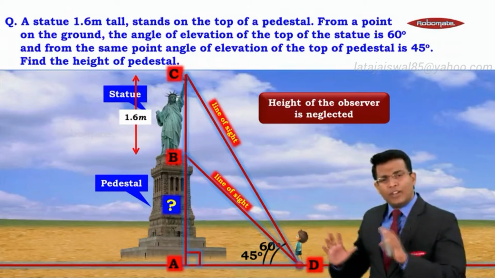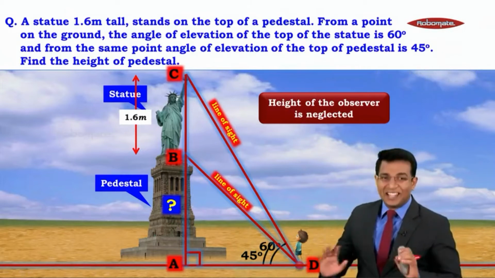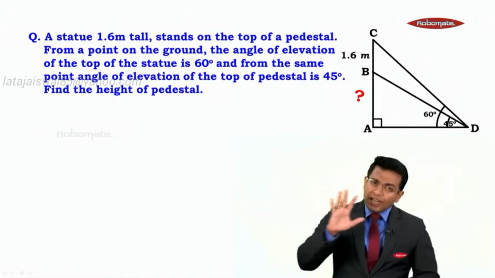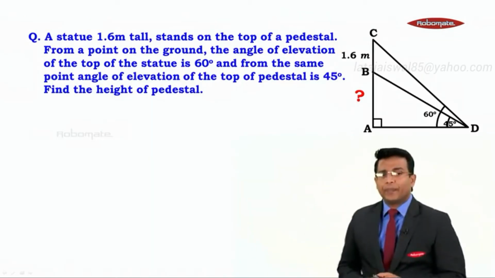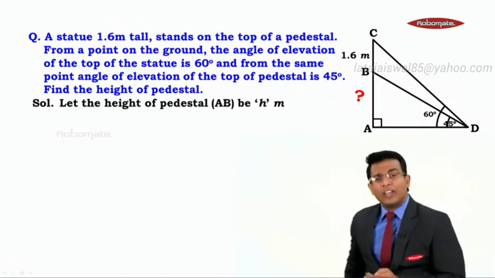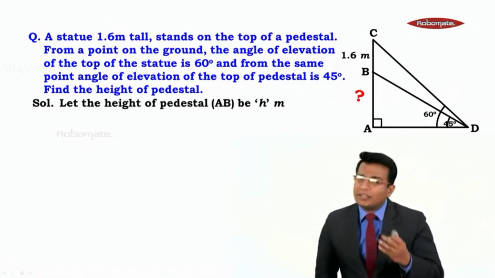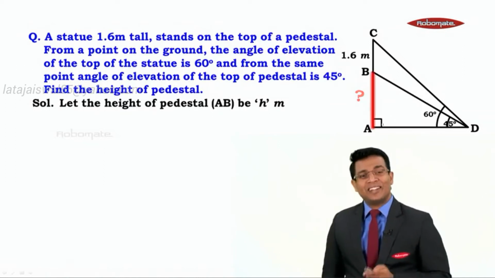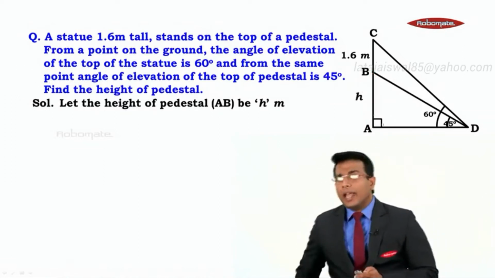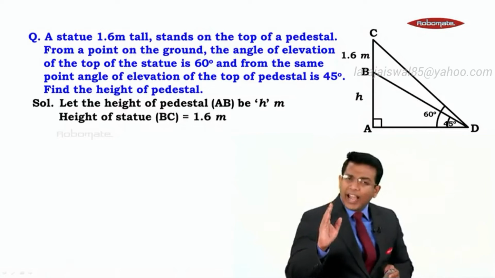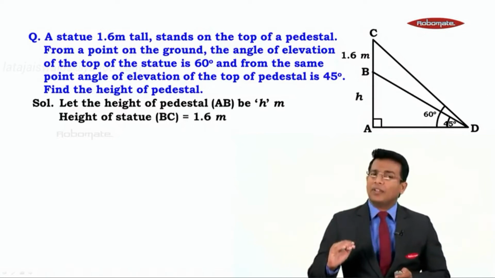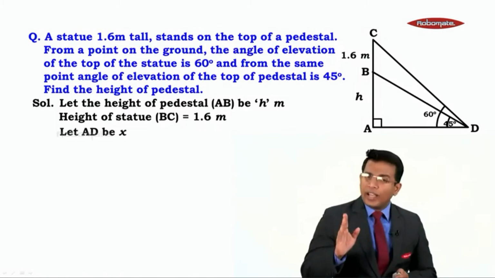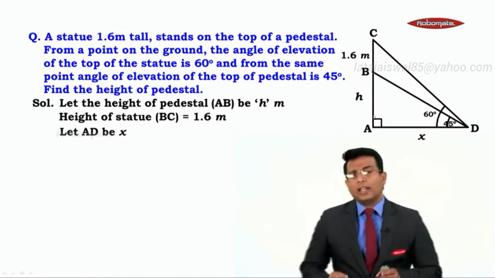So we have drawn and we have named the figure, right? Easy. So you understood what you're supposed to draw in the figure. This is what you have drawn. So ultimately this is the figure it looks like. We write there, in the adjoining figure, we have the height of the pedestal, that is AB, which we need to find. We take it as H meter, and then we write there the height of the statue BC is given to us, that is 1.6 meter, and let AD be X, right?